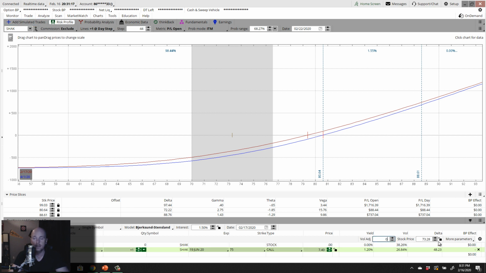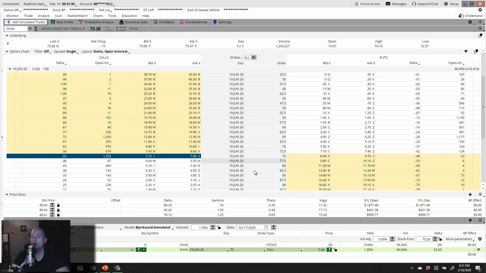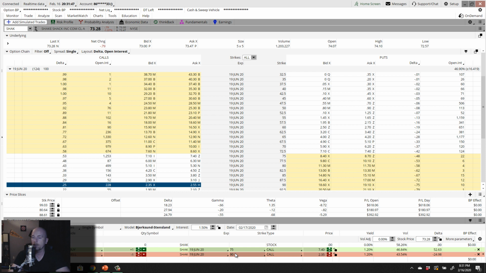So let's take this volatility adjustment back to 0. And now, with buying the call, our break even is at 80.64 on that date. Instead of just buying the call, let's do a bull call spread. So we'll buy the 75, and at the same time that we buy the 75, let's sell the 90. Now in this case, we're buying one option and selling another, and we've created a vertical spread.